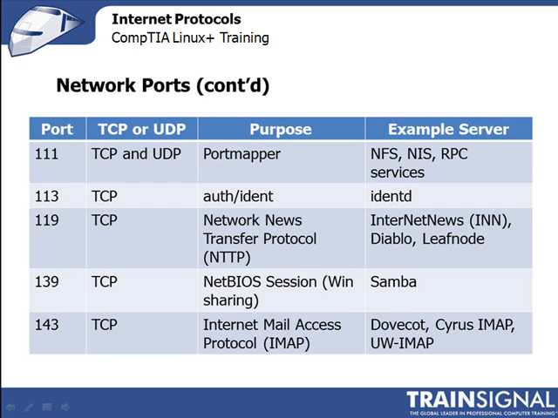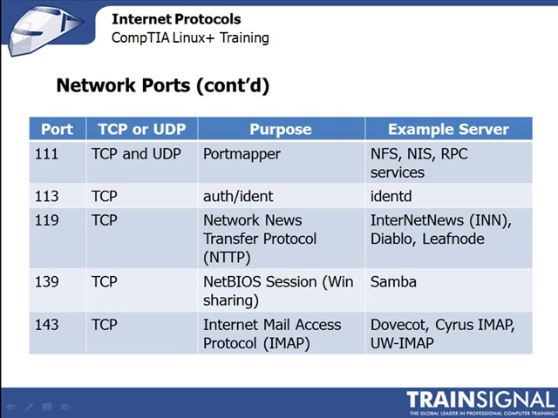Next up we have port 119, which uses the TCP transfer protocol. Its purpose is Network News Transfer Protocol, or NNTP, and example servers are Internet News, or INN, and you've got Diablo and LeafNode. Port 139 uses TCP as well, and its purpose is NetBIOS, which is a Windows sharing program. An example server is Samba.